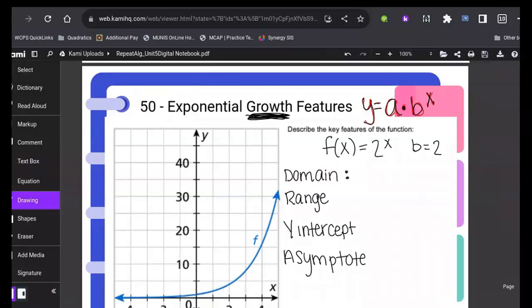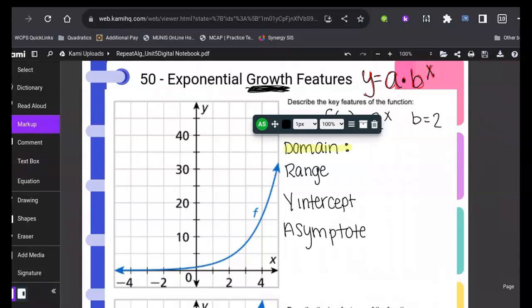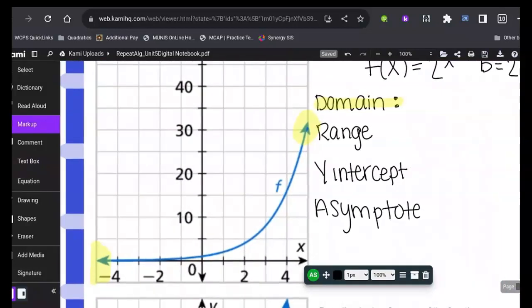So in the beginning of the year, we talked about the domain of a function. So the domain, I'm going to use a highlighter, so if you want to grab yourself a highlighter as well. The domain are all of our x values. So we have to find the lowest x value, which is over here, and the highest x value, which is over here. So I'm going to highlight the lowest and highest x values in yellow.